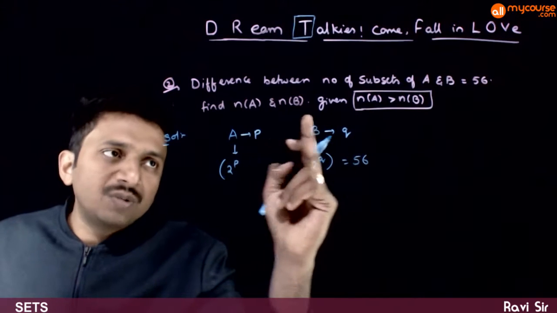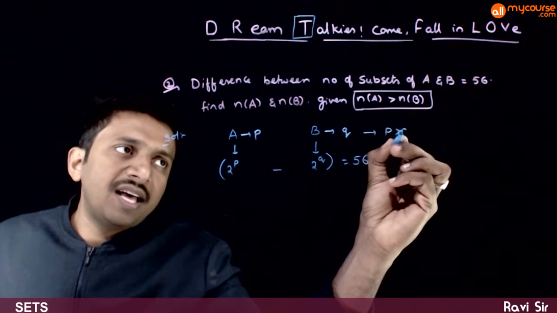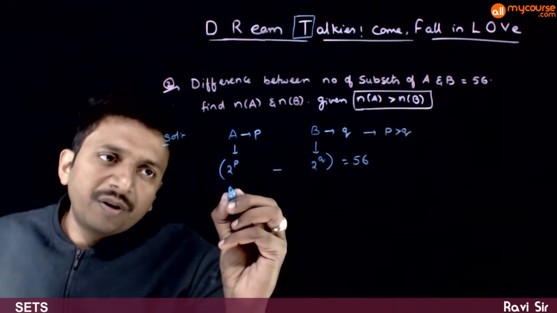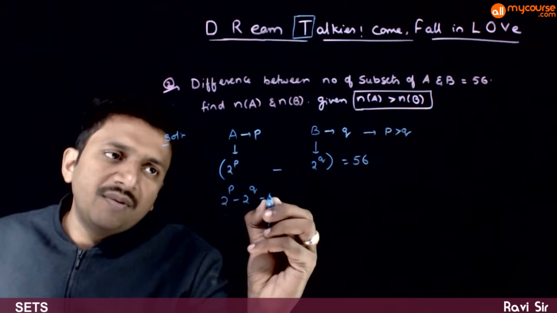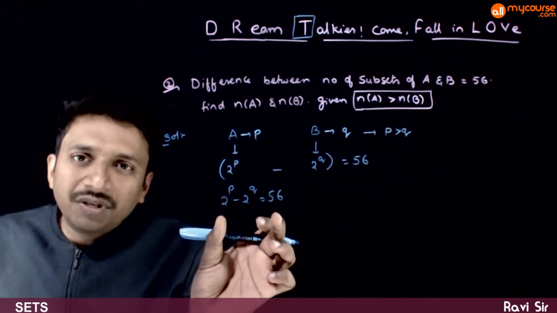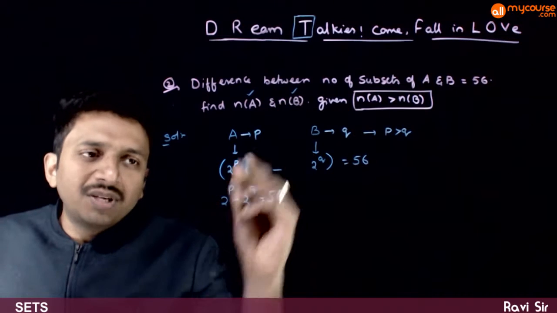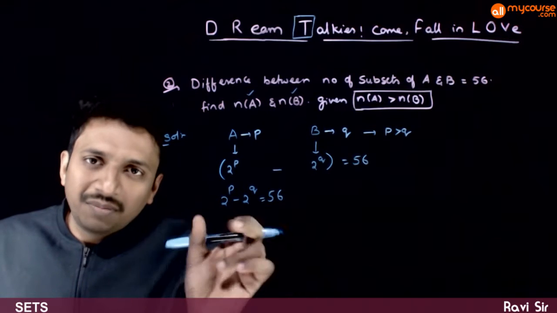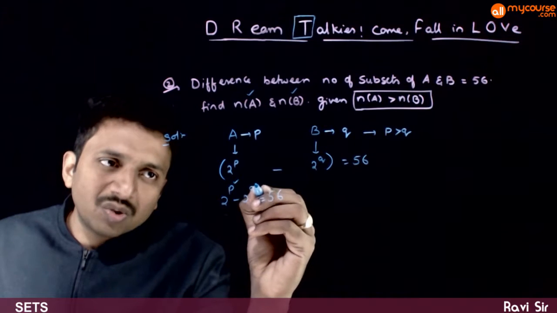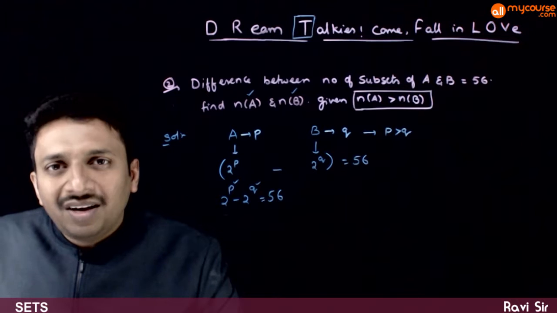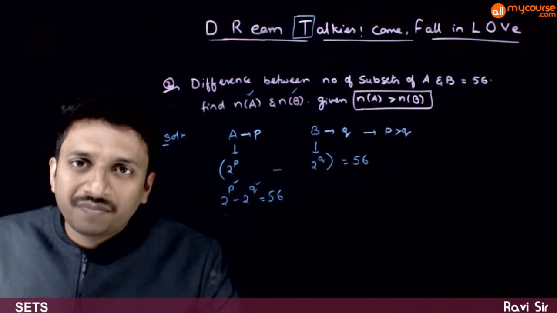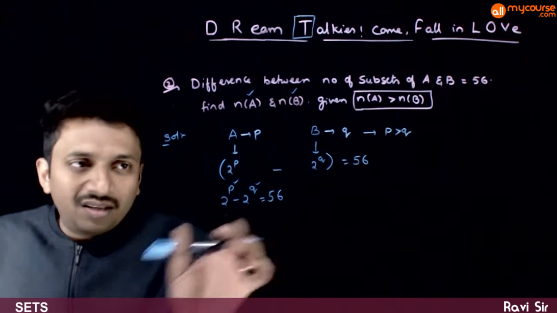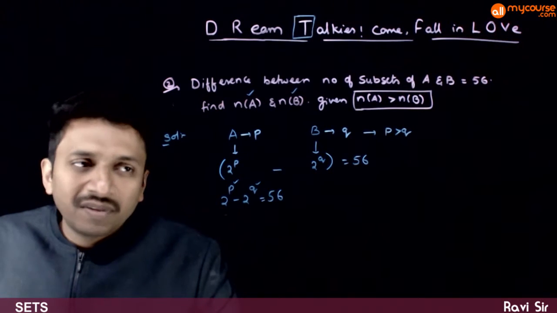Now obviously if n of A is more than n of B, that means P is greater than Q. So you have to solve 2 power P minus 2 power Q is equal to 56. You have only one equation, and you're asked to find both the numbers P and Q. So from one equation, usually you won't get two numbers. But here you have a special case where P and Q are positive integers, right? So from that condition, maybe you can solve this equation and get both the numbers P and Q.